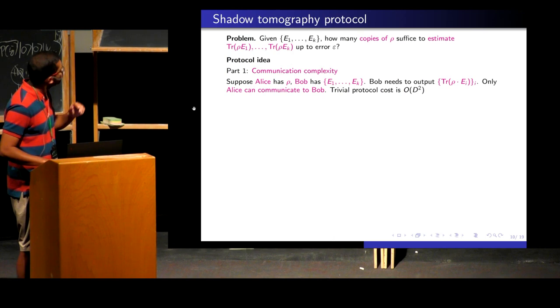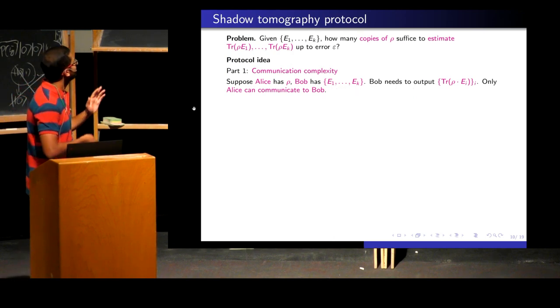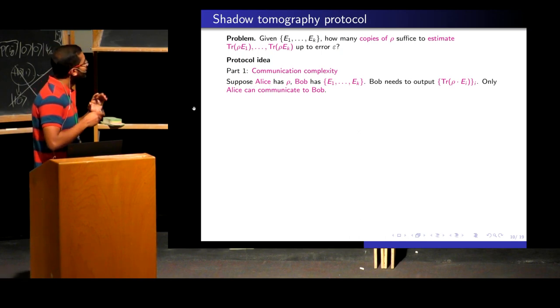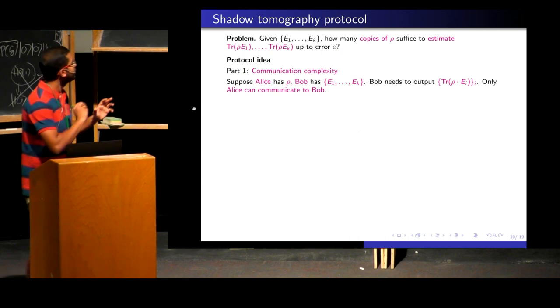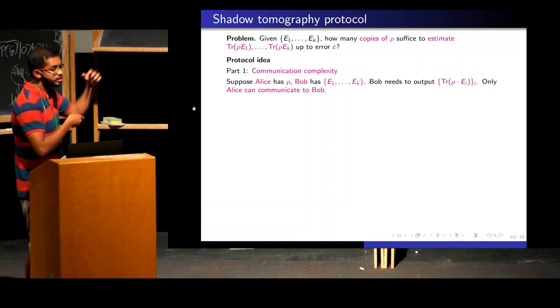Recall, this almost looks like tomography, shadow tomography in some sense. Alice has an unknown quantum state rho, Bob has these k operators E1 to EK, and Bob needs to output trace of rho Ei. This looks very similar to tomography, but it's a slightly different setting here. And recall that only Alice has rho, Bob does not have rho, and only Alice can communicate to Bob.